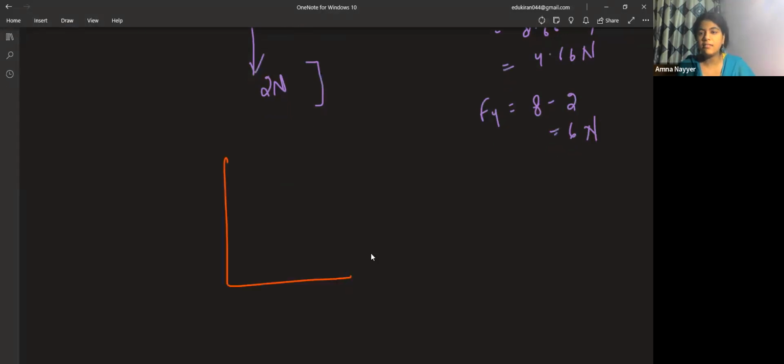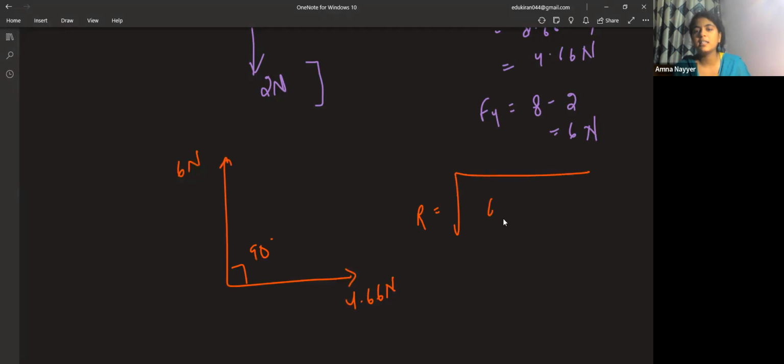So what are we left with? On the x-axis, we are having 4.66 Newton. On the y-axis, we are having 6 Newton, right? Now, this you know how to solve. We had 3 forces. Now you just have 2 forces with an angle of 90 degrees between them. What will be the resultant? Root of 6 square plus 4.66 square. This is your resultant. Whatever answer it comes, you can check.